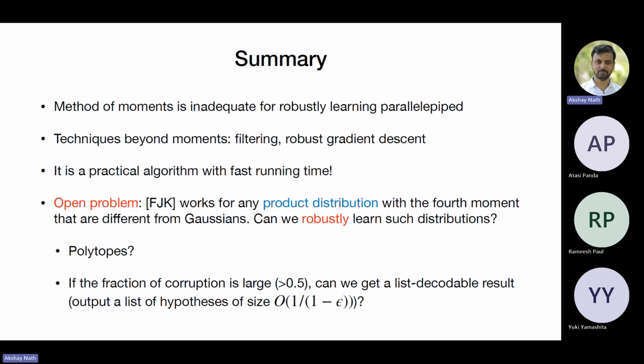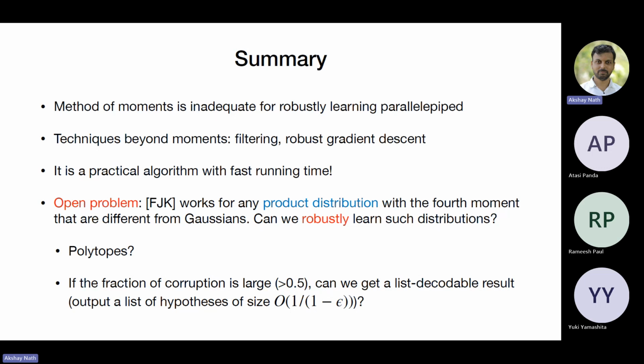We use the filtering step and robust gradient descent, combined with the 1D check of the cubes to get a good estimation of the cube. It's actually a practical algorithm with fast runtime. The sample size is polynomial in d, about d squared, and the runtime is linear in the sample size, so it's almost d squared time. It's faster than the SOS based algorithms.